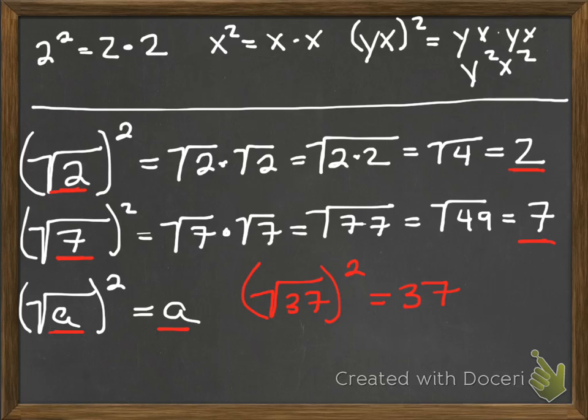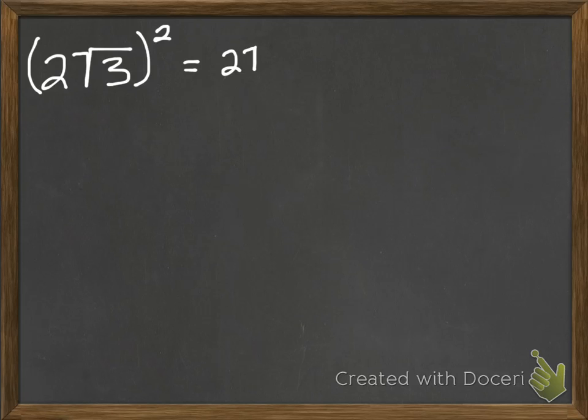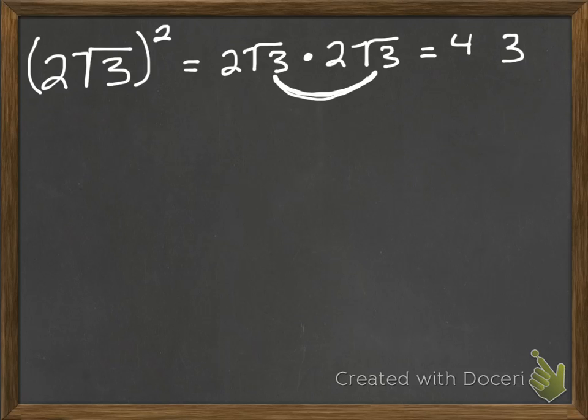Okay, now you can do something a little different also, where you've got not just a square root. Let's say you've got 2 times the square root of 3, and that whole quantity squared. Okay, so that means 2 times the square root of 3 times 2 times the square root of 3. So while the square root of 3 and the square root of 3 is equal to 3, you still have to multiply 2 times 2, which is 4. So 4 times 3 is 12. Okay, let's do another one.